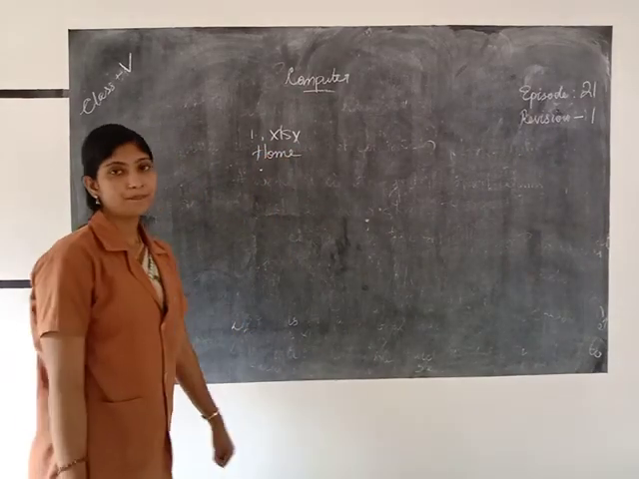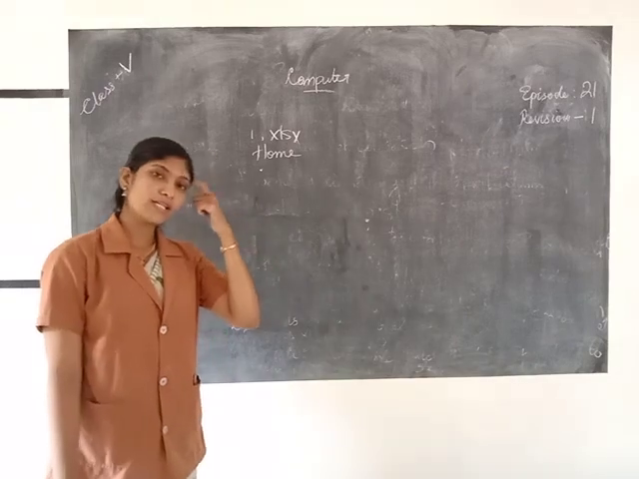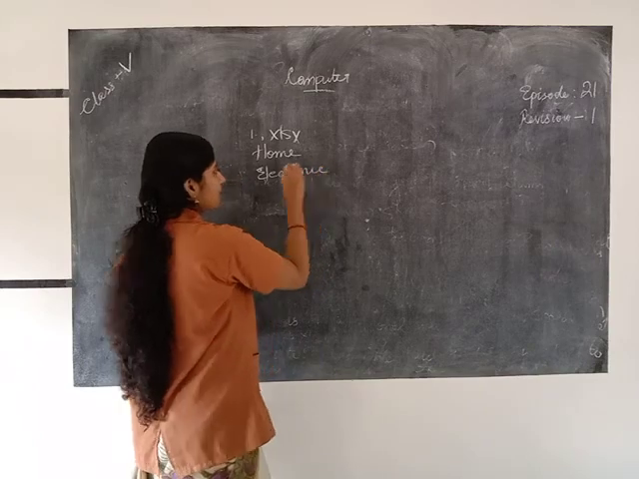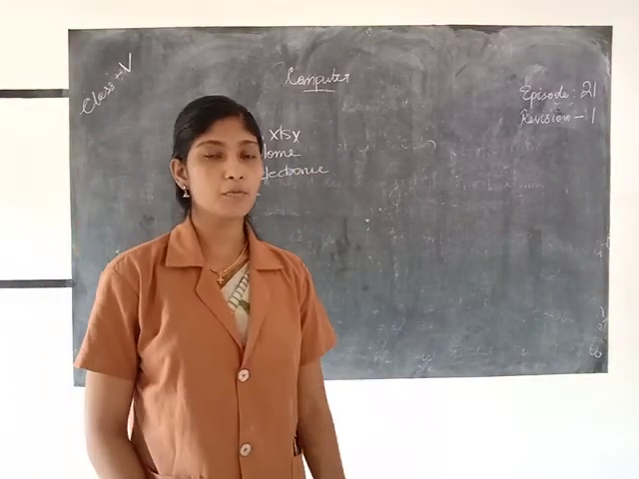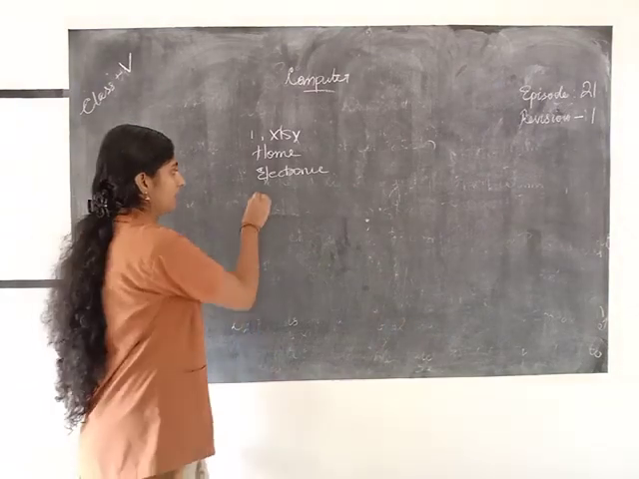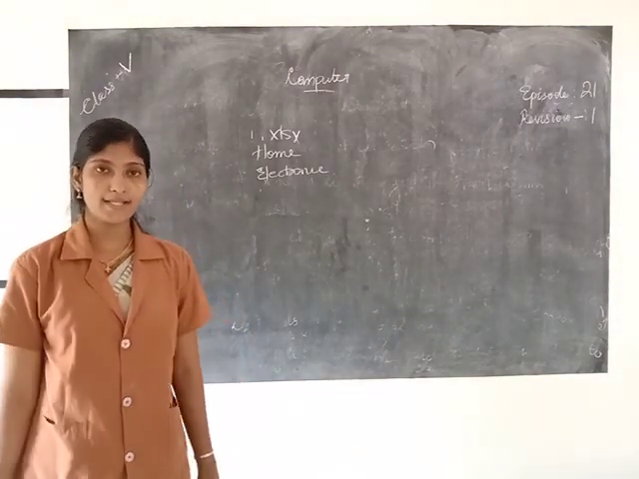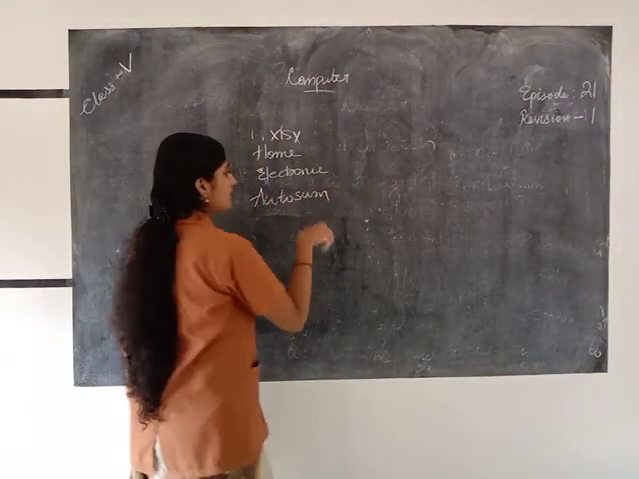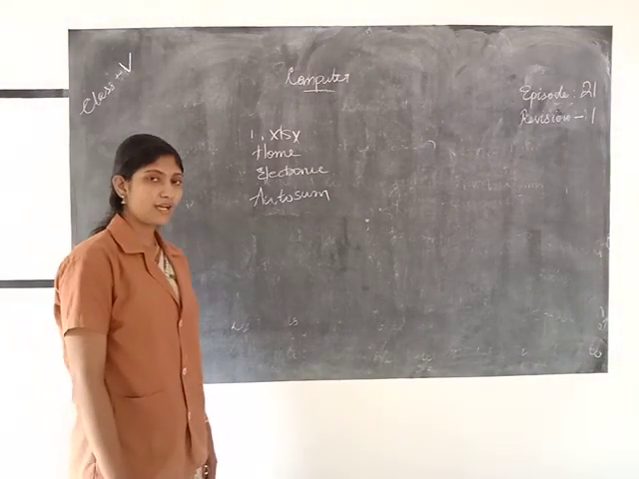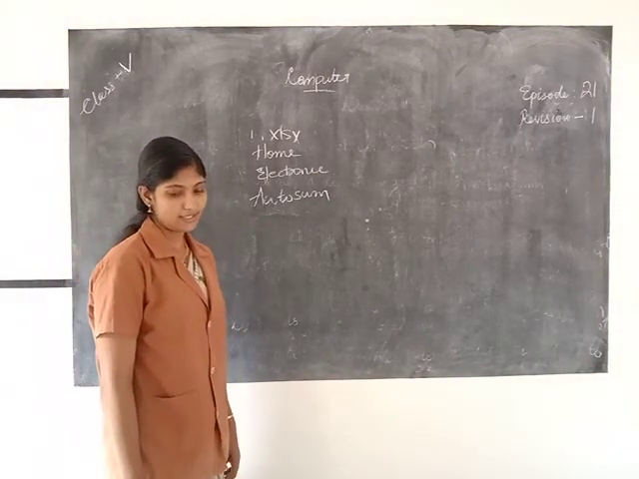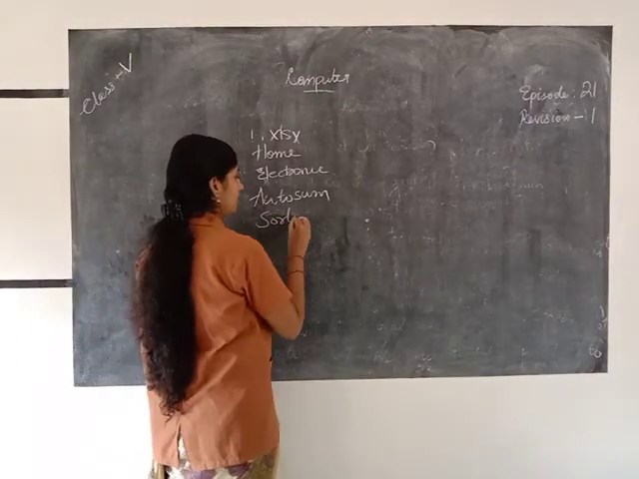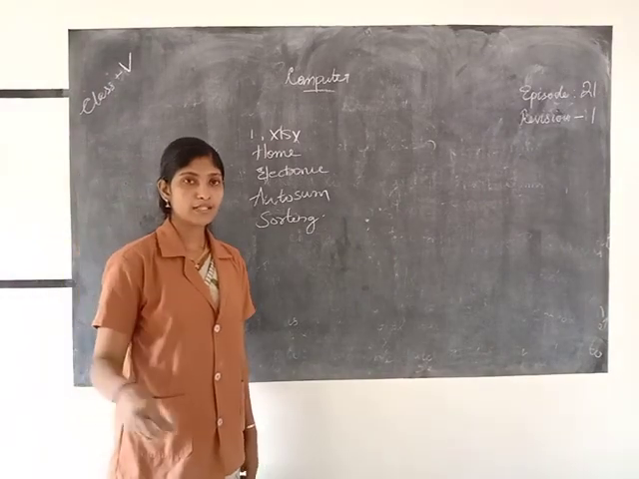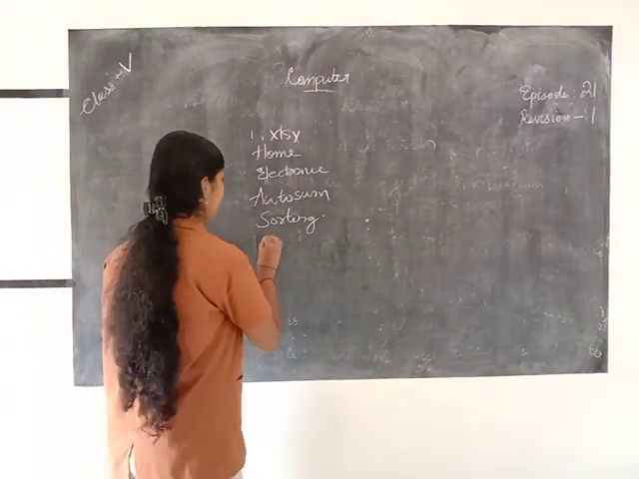Then next one, electronic spreadsheet. Electronic spreadsheets are computer programs used to perform numeric calculations easily. Then the quick and easy method to calculate the sum is auto sum. Then sorting means using the sorting option we can arrange the data in ascending or descending order. Then next, you can do an operation, but before that you must select data.